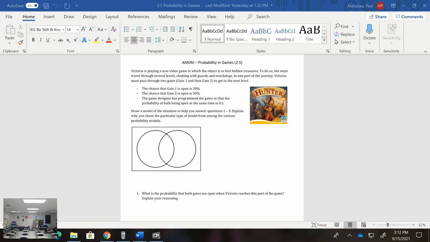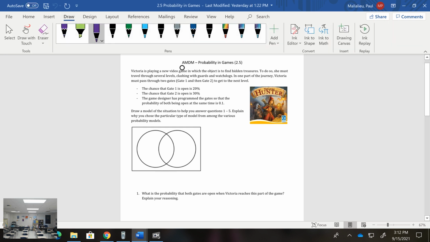We see that Victoria's playing a new video game, and the object is to find hidden treasure. With the hidden treasure, there are some gates. We have gate 1 and gate 2 that she's hoping will be open when she arrives. The chance that gate 1 is open is 20%. The chance that gate 2 is open is 30%. The game designers programmed the gates so the probability of both of them being open simultaneously is 0.1.